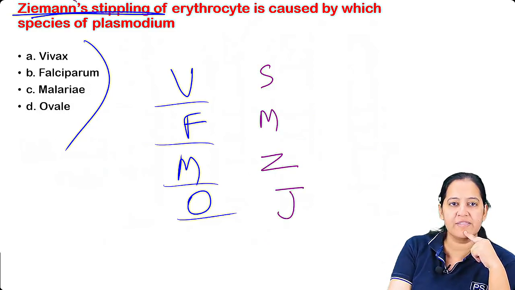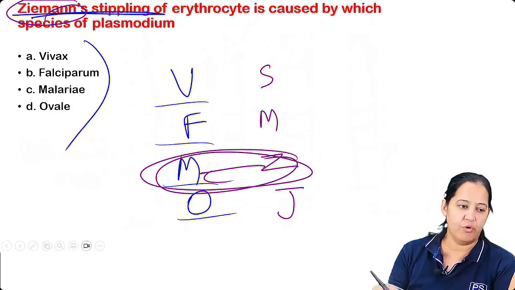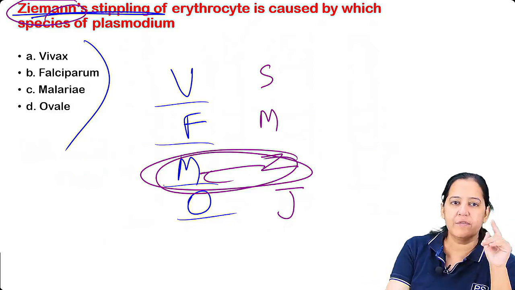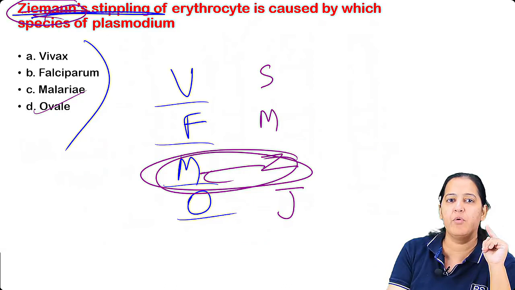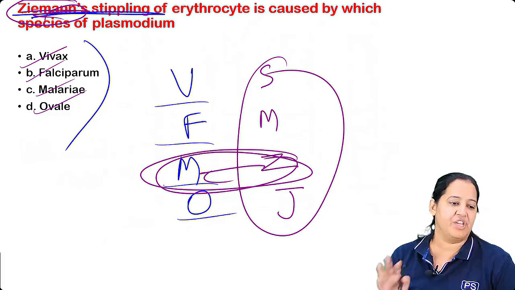They are asking for Ziemann's. So Ziemann's is present in malariae. I will change the question 4 times. The answer will change 4 times. Instead of Ziemann's, if I say James, the answer will become ovale. If I replace it with Schüffner's, the answer will become Vivax. If Maurer's, then falciparum. Likewise, the question can be changed 4 times.